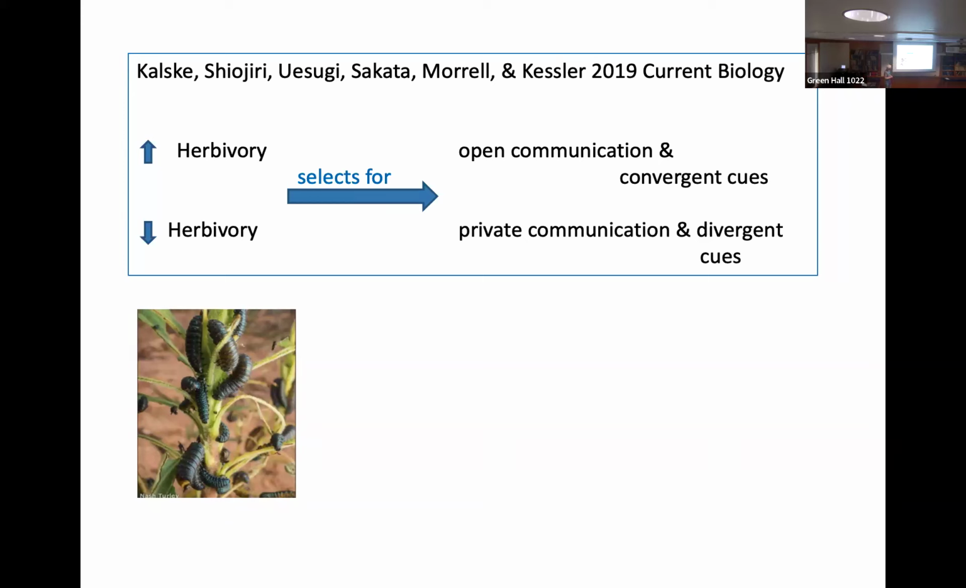And others get really high rates of herbivory by beetles. And what they found is that plots that had high rates of herbivory, where they allowed the beetles to do their thing, had open communication and convergent cues. Everybody could respond to everybody else. Where they protected the plants from herbivory for 12 years, they had divergent cues. They had a lot of diversity in the cues that the plants were using.